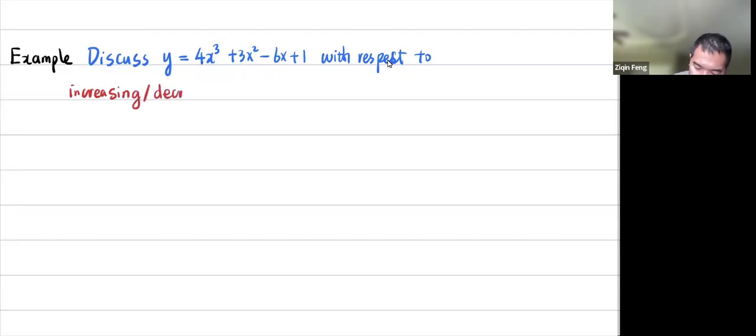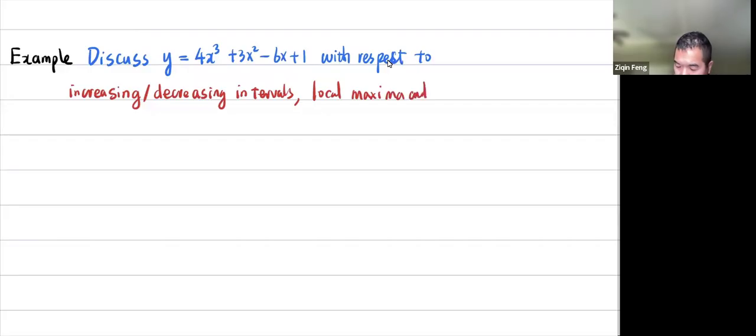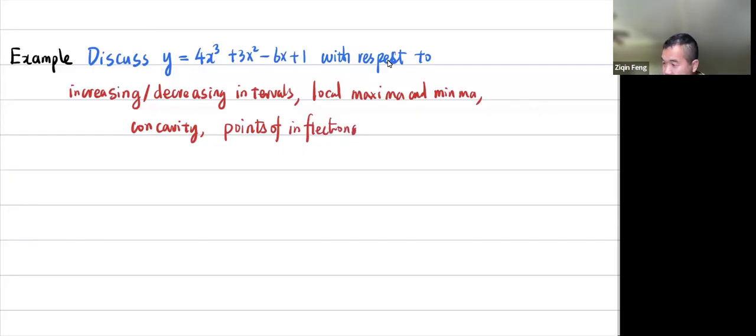and or decreasing intervals, local maxima and or minima, concavity, points of inflection, and in the end, sketch the curve. Sketch the curve of this function.